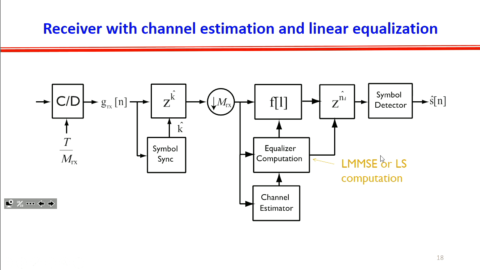Okay, so just a quick recap of where we are positioned at this point. We did carrier frequency synchronization, we did time synchronization in 2 stages, and then we downsampled it, and we are after matched filtering. That is here, GRX of n. So the matched filtering is there.